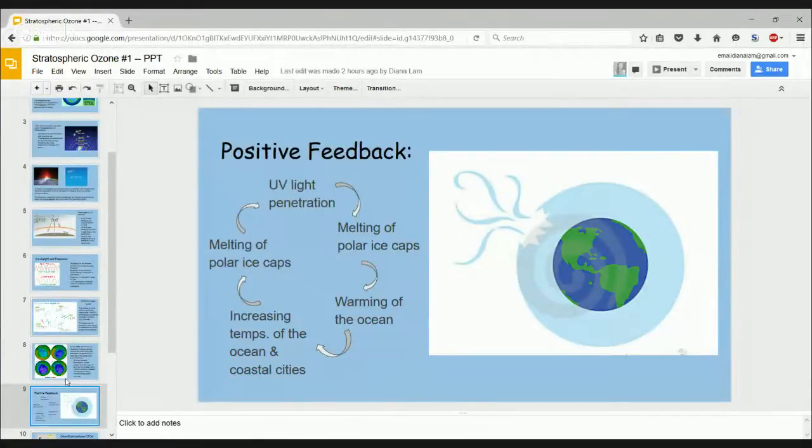So more UV light penetration will result in increased melting of polar ice caps, which will result in an increase of warming in the ocean and an increase in temperatures in the ocean and coastal cities, which will then in turn result in more increased melting of polar ice caps. And so this positive feedback loop leads into more global warming.